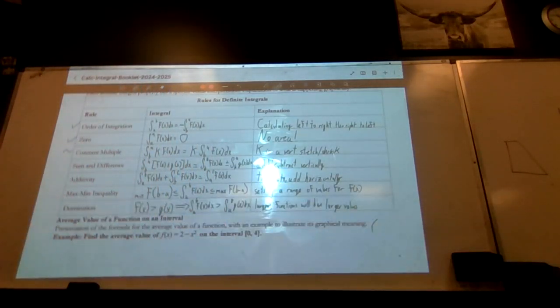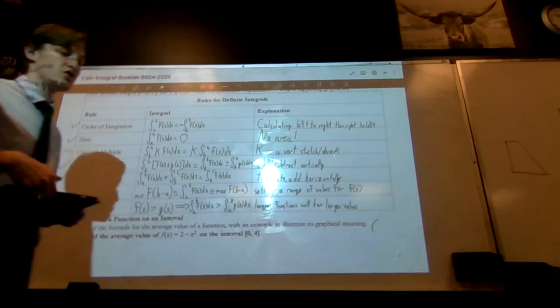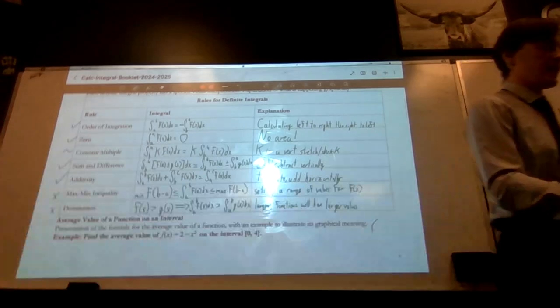Sum and difference, this one is important. Yes, definitely know that one. Additivity, know that one. These two down here, not as much. You don't really need to know those as well. Okay? What's the squiggly line? Eh. Kind of know it. You should know it, but you don't have to use it all the time.